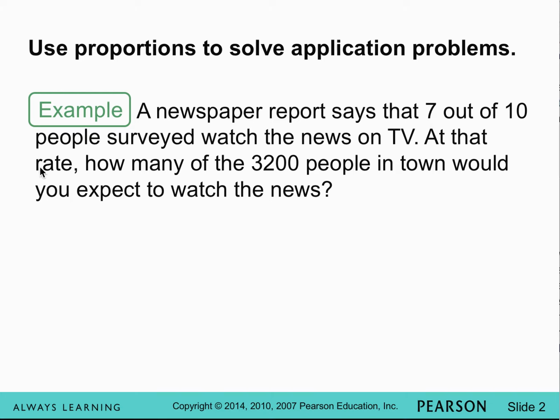So also, that's a clue, it's a proportion. If it tells me I've got a ratio and a rate, but then it asked me about a different amount of people. It tells me about 10 people, but then asks me about a different amount.